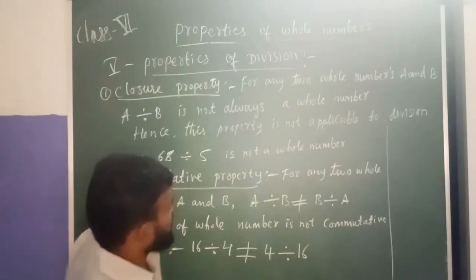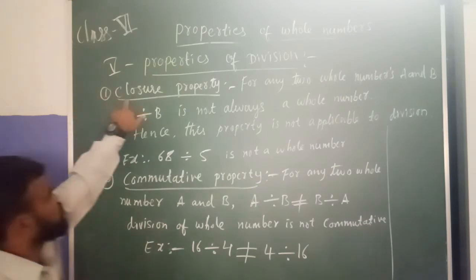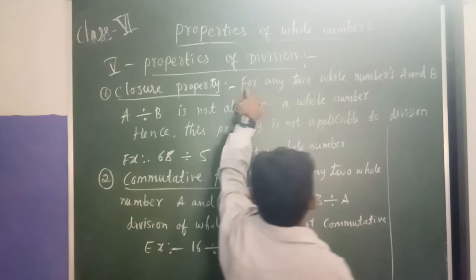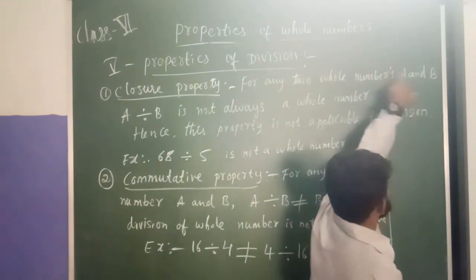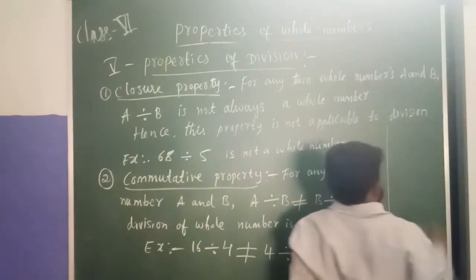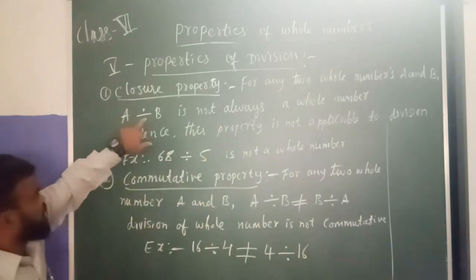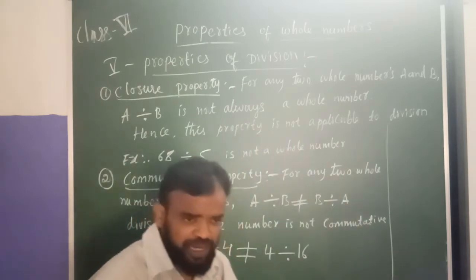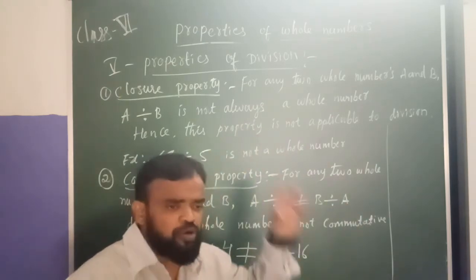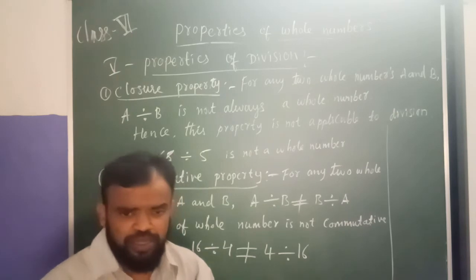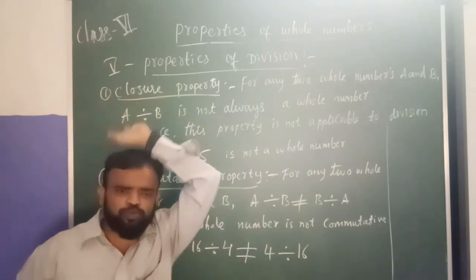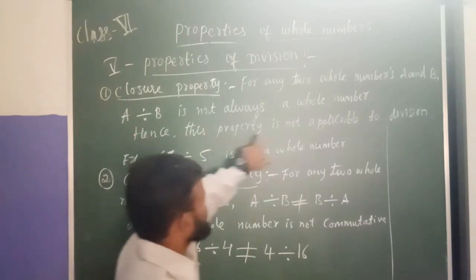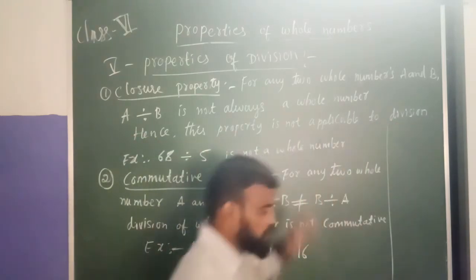Right? In those properties, first is the closure property, already we know it. So closure property, what does it tell? For any two whole numbers A and B, A divided by B is not always a whole number. When we divide any number, it will not always give a perfect whole number. Whole numbers means 0, 1, 2, 3, 4, 5, 6 and so on up to infinity. Hence this property is not applicable to division.